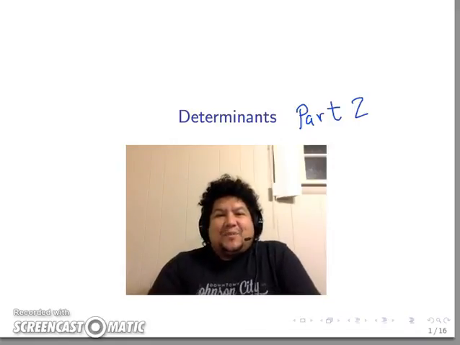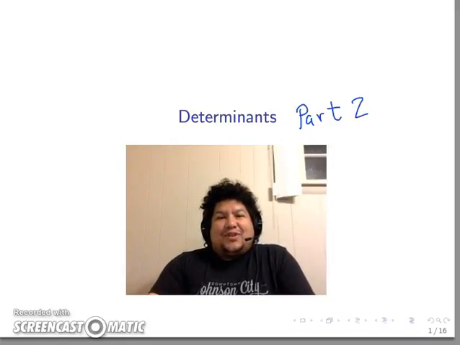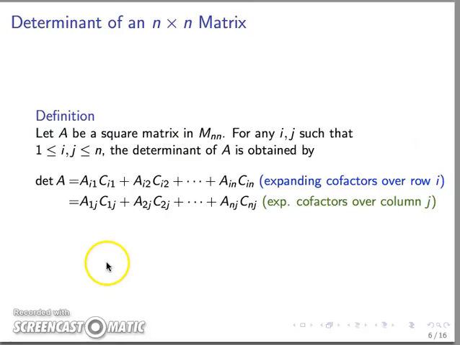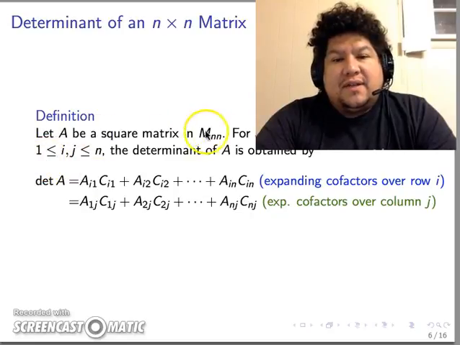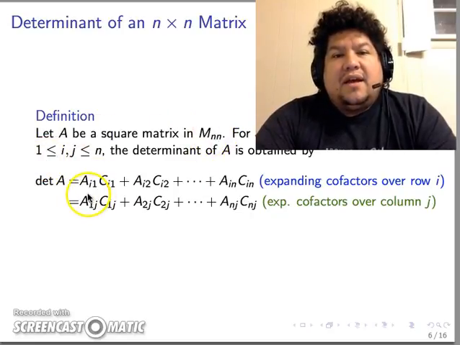Hi, this is part 2 of the lecture on determinants. The determinant of a square matrix is defined in terms of a sum that you can consider as a linear combination. We're referring here to a matrix A, and we define the determinant of this square matrix A as a linear combination of the cofactors.